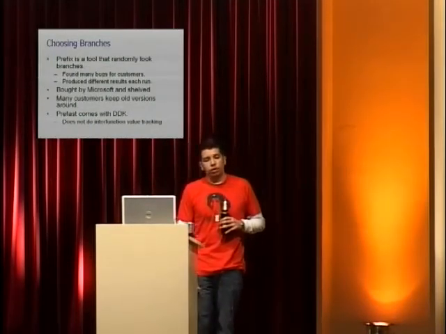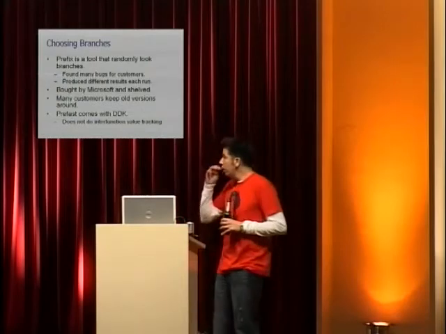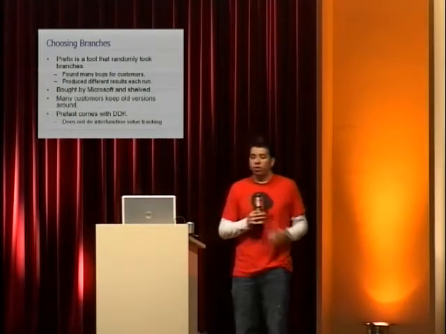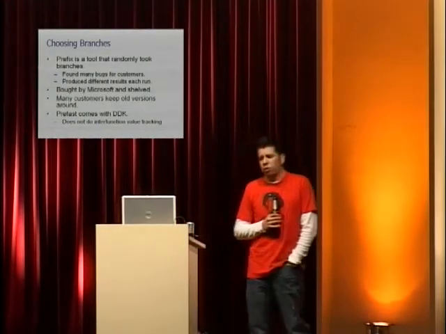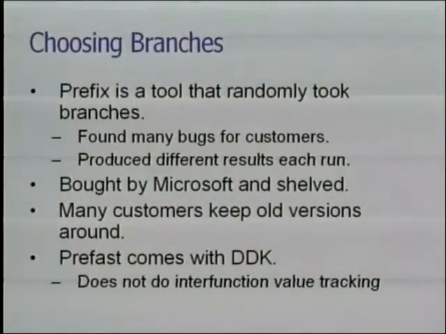Another way to choose branches, there was a tool called Prefix, and it randomly took branches. Microsoft bought this tool, I think around maybe 2000, if I'm not mistaken. It was bought by Microsoft and it was shelved. Lots of people still run this tool because you can't get it anymore. They're not releasing it, and basically it just picks random branches, and it goes through. There's some problems with it, that you're not going to duplicate your results, right? You're going to run it through, and maybe you'll find something. You run it through the next day, and it's not going to find it, or find something completely different.